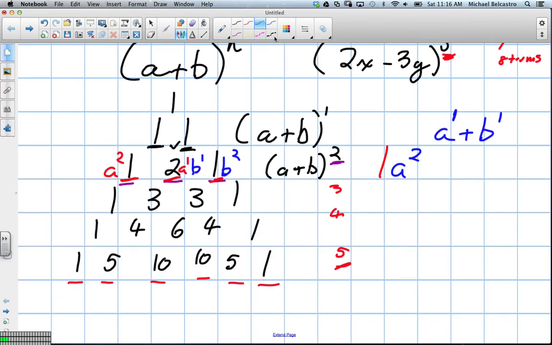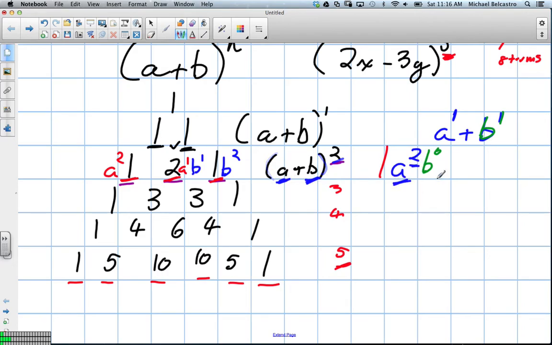Now b, I guess we'll do b's in green just to keep it a little different here. b would be to the power of 0, okay? Because we're counting down. So the highest exponent I can actually have is 2, because my binomial is to the power of 2. So I start with my first term, which is the a, and put a to the power of 2.